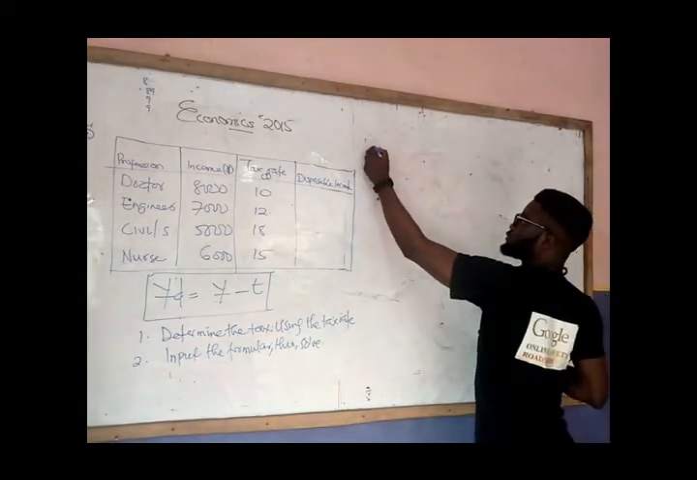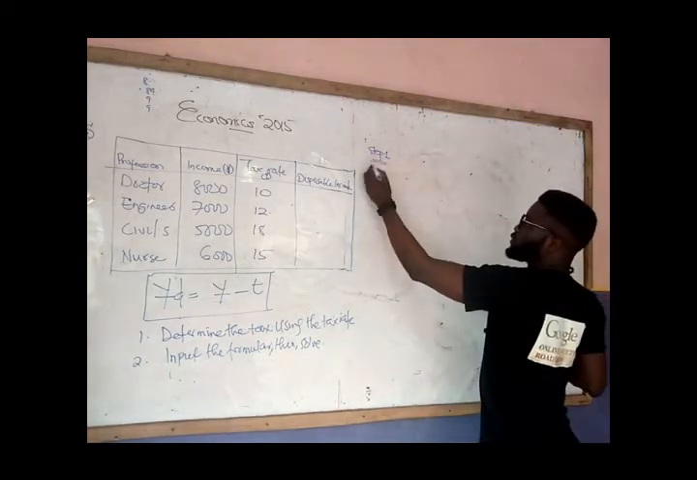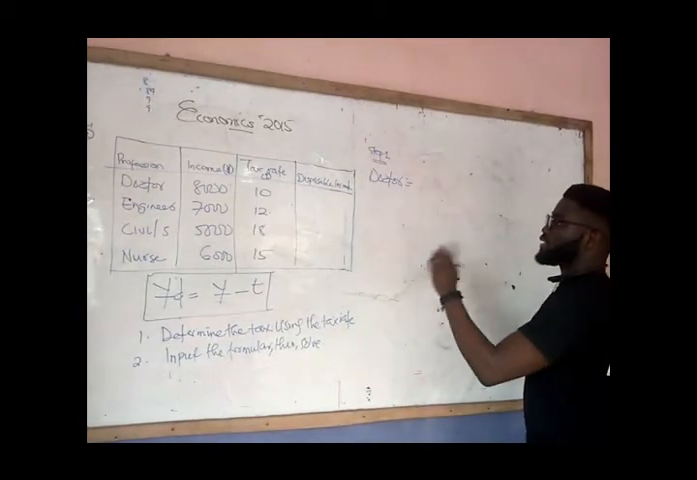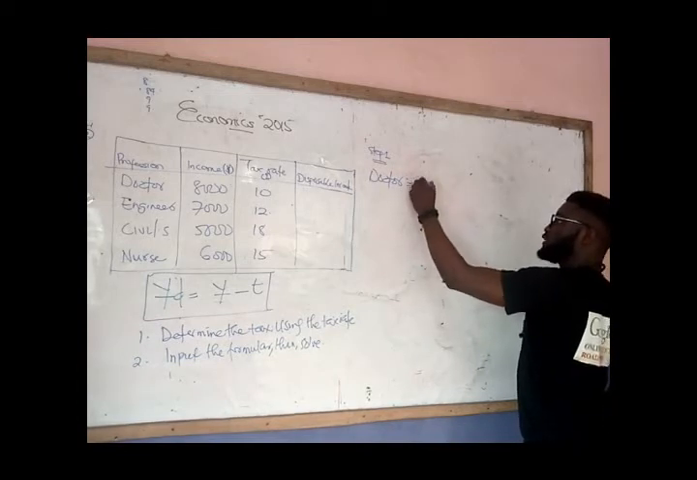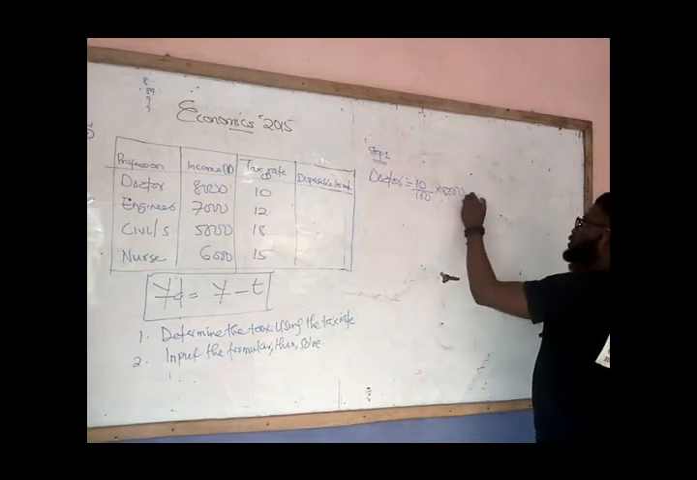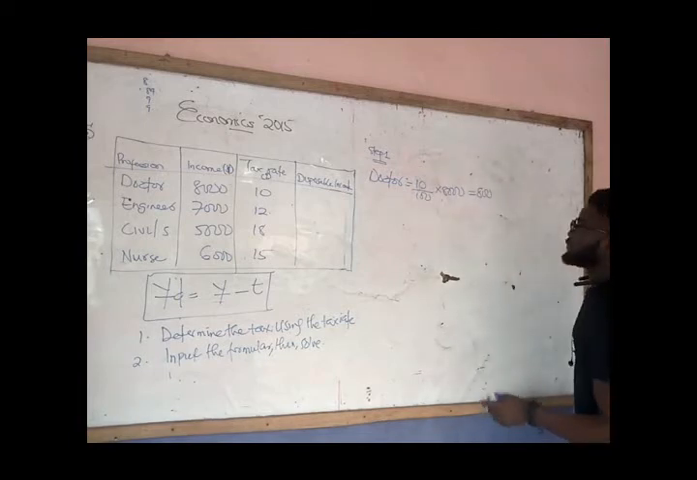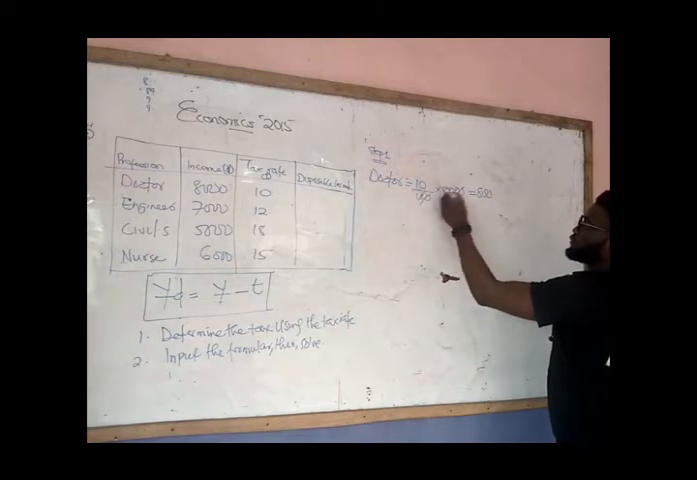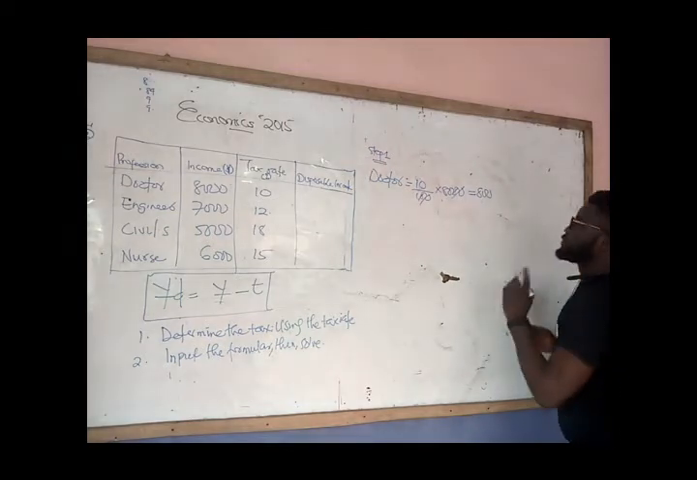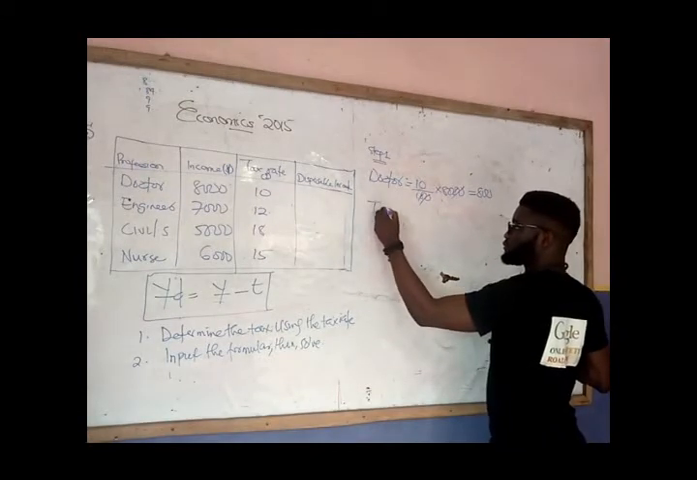So let's do that. Step one. I'm only doing that for the doctor and the engineer. Now, what is the tax rate for the doctor? The tax rate for the doctor is 10%. So you say 10 over 100 times 8,000. Therefore, the tax for the doctor is 800. So we've ascertained that the doctor's tax equals 800.